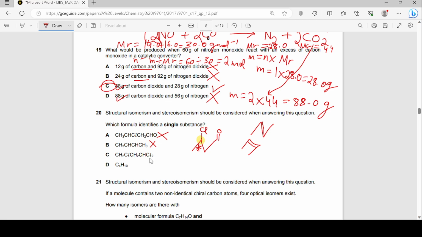Now if you look at C, it's one, two, three, four. Sorry, did I do that right? One, two, three. Sorry, one, two, three. Actually, do four.